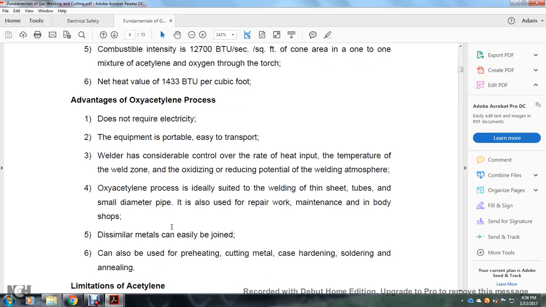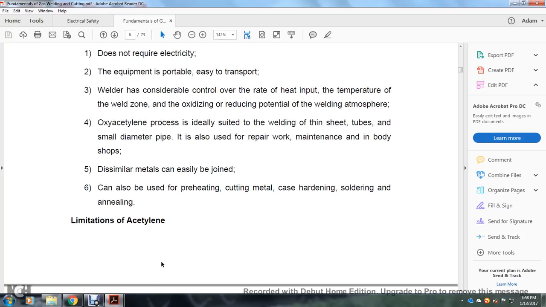Advantages of the acetylene process: it does not require electricity. The equipment is portable and easy to transport. The welder has considerable control over the rate of heating and input, the temperature of the welding zone, and the oxidizing or reducing potential in the welding atmosphere. The acetylene process is ideally suited for welding sheets, tubes, and small diameter pipe. It's used for repair work, maintenance, and body shops. Similar metals can be easily joined, and it can be used for preheating, cutting metal, hardening, solidifying, and annealing.